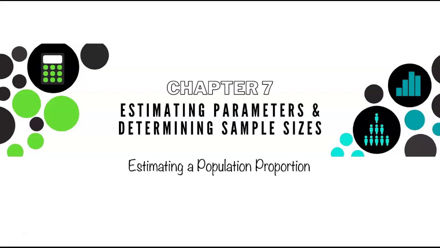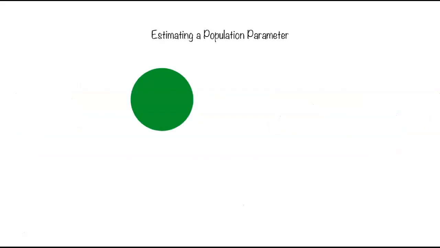This lecture video will introduce the idea of constructing a confidence interval in order to estimate a population parameter, and we'll begin by estimating population proportions. Here's the big idea. Consider an entire population. In most cases, it's very difficult to gain information about an entire population. So instead, we can select a subset of the population called a sample.